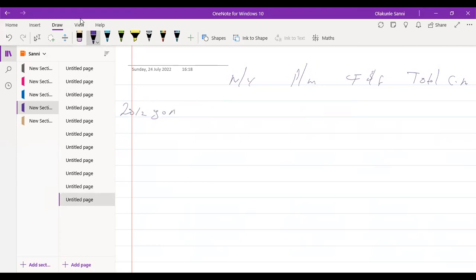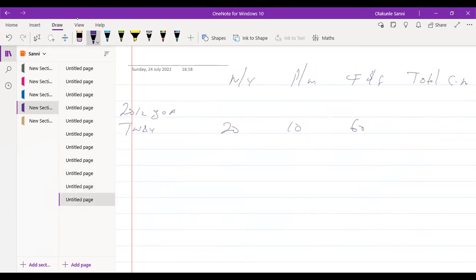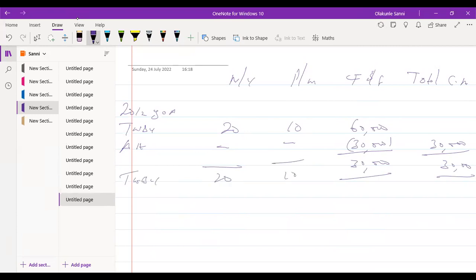So year of assessment. This is naira. After this, I have 10 naira. I have 60,000. Annual allowance, dash. Hello, class, are you with me? 30,000. The capital allowance, 30,000. That's the written down value. The same 20, the same 10.